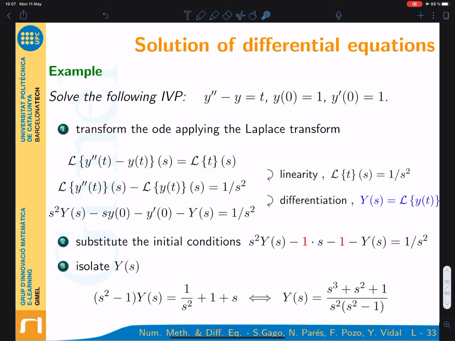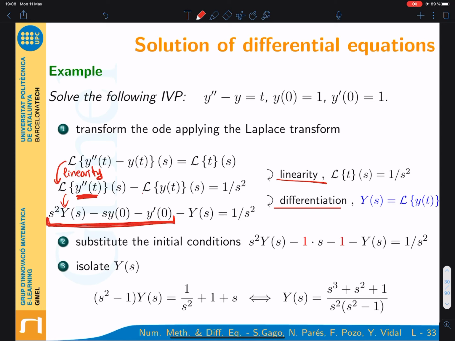So we apply the Laplace transform to the left-hand side, and that should be equal to the Laplace transform of the right-hand side, okay? Now to go from here to here, we use linearity, and to go from here to here, we are just using the property of differentiation, okay? You can check that the Laplace transform of y'' is equal to this term here. It's very important that you understand this and that you do it properly.